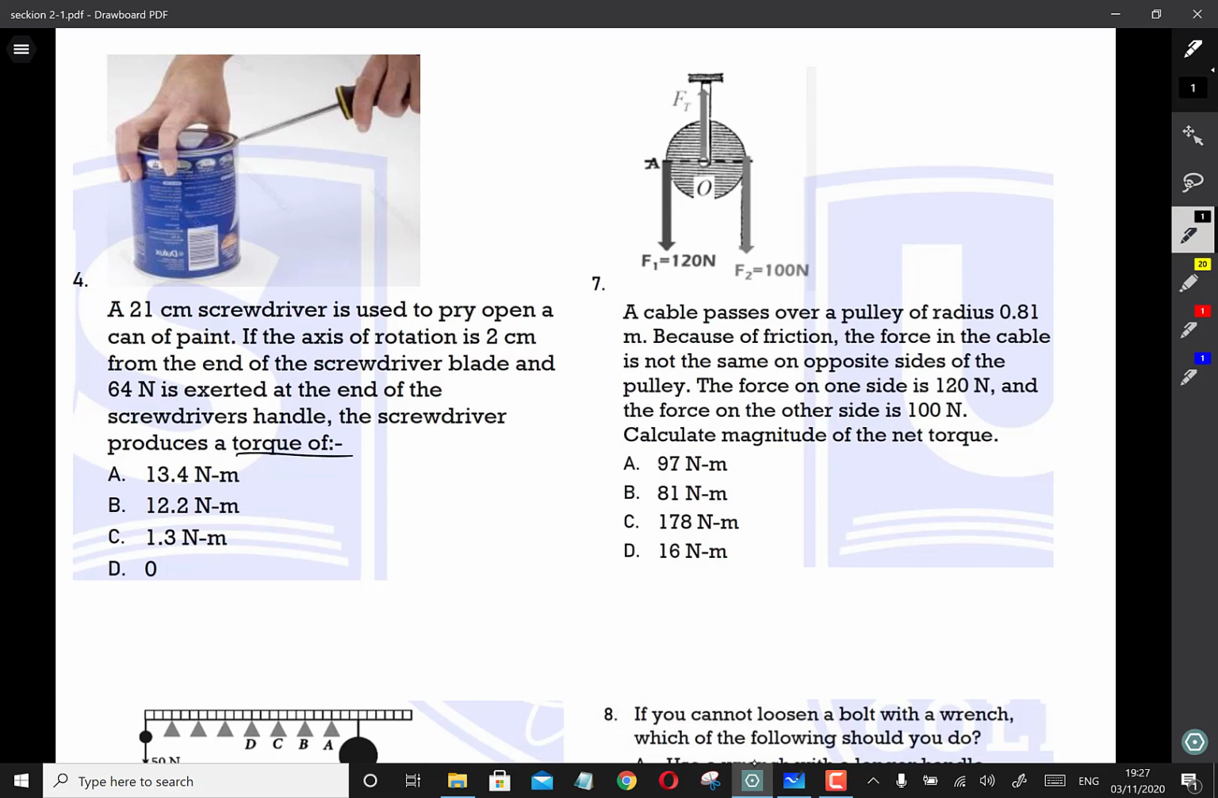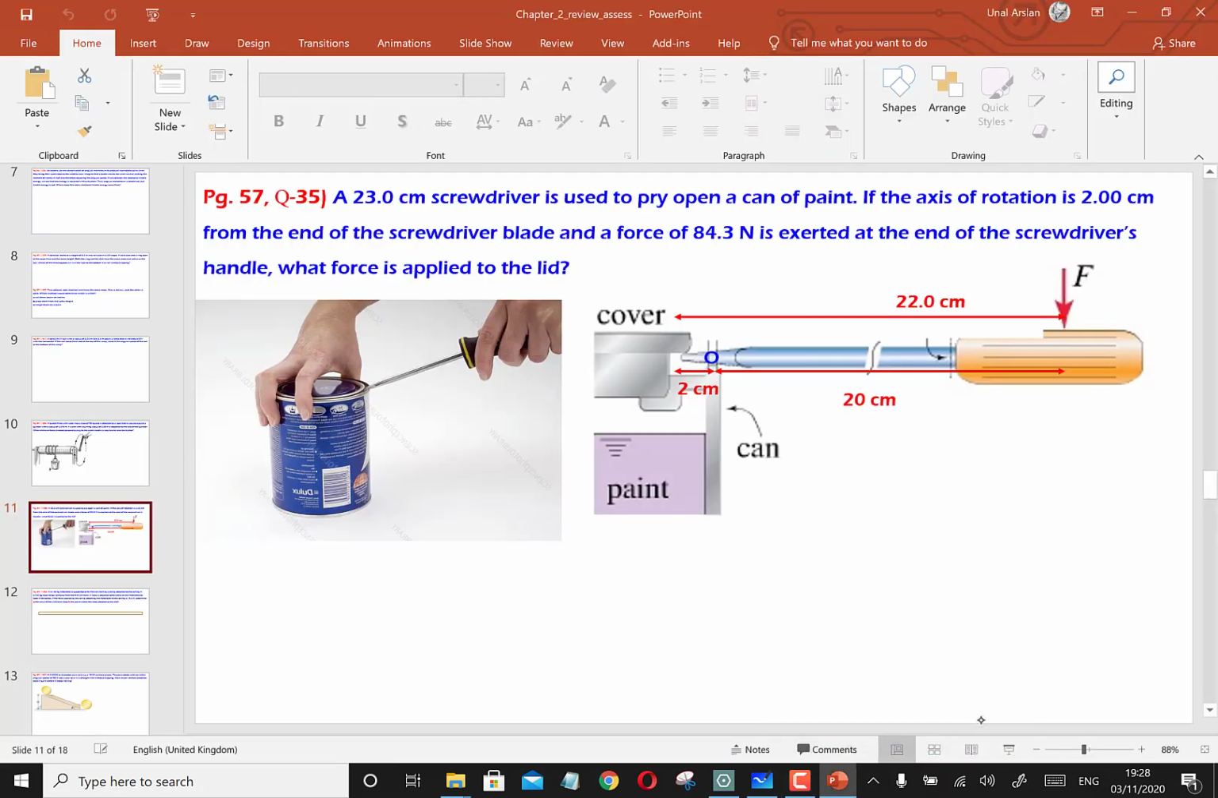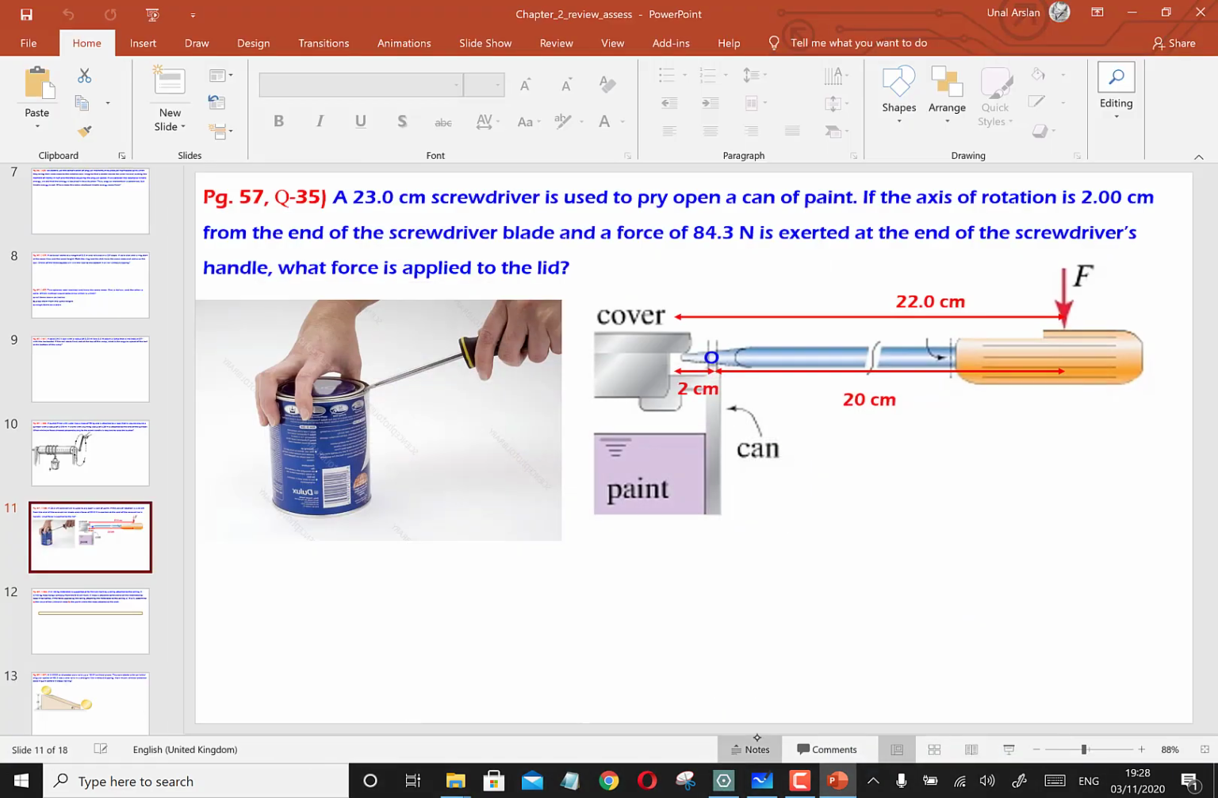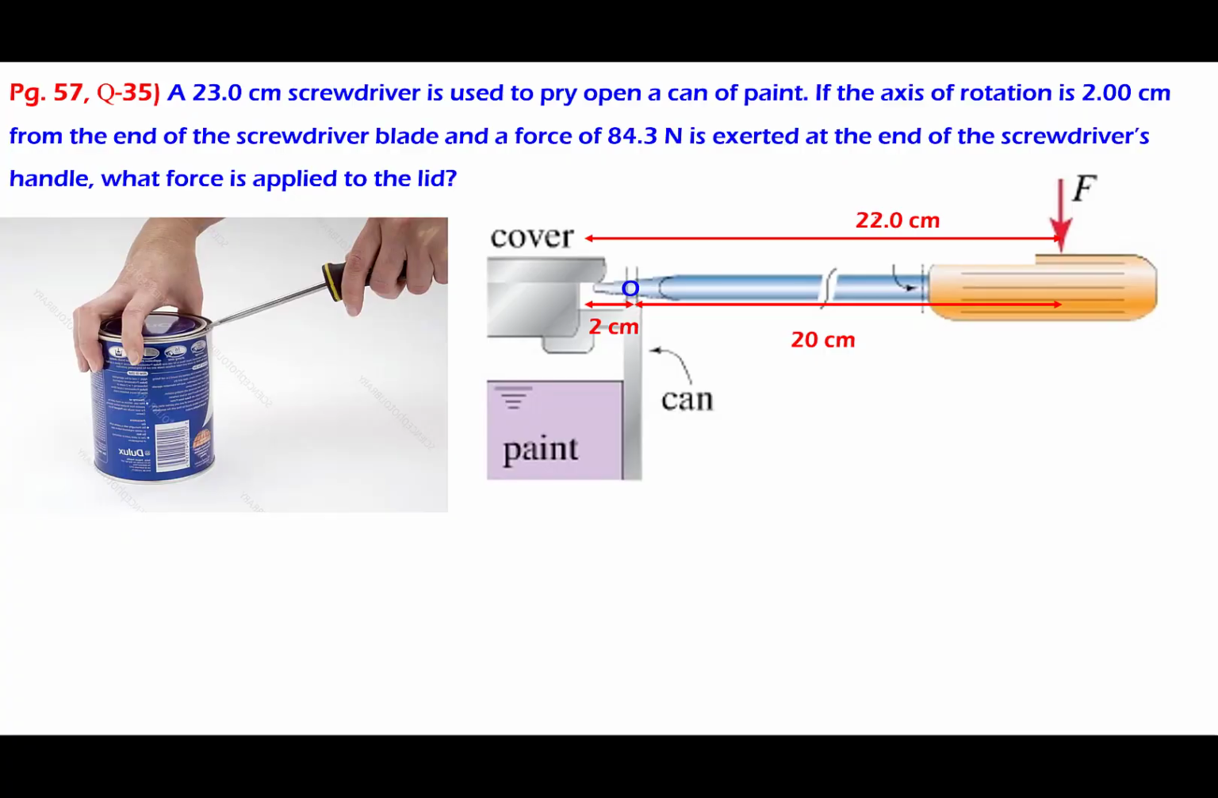So the case in here is this. Now I'm going to show by the presentation. This is the case. Now, according to the question, this distance in the book is given 23 centimeter, but in my question, in the test bank, we give it 21 centimeter. So we are going to say the total length of this screwdriver is 21 centimeter. So in the question it's given 21.